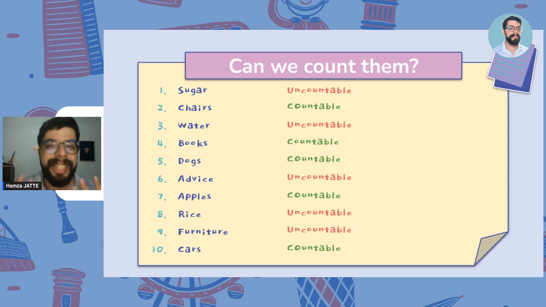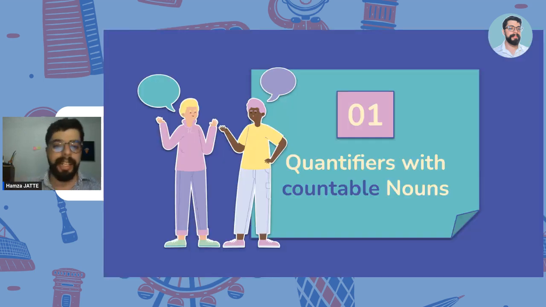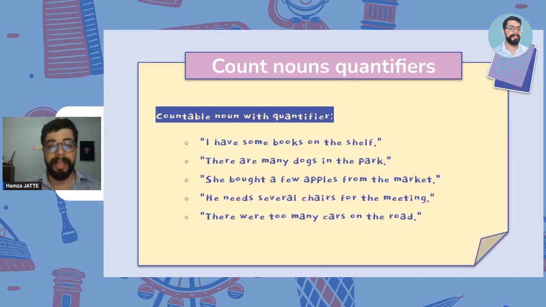Why do we need this? Why do we need to know if we can count a word or can't count? Very simply because in English, we have 3 types of quantifiers. Ones that we can only use with words that we can count, ones that we can only use with words that we cannot count, meaning uncountable nouns, and finally, quantifiers that we can use with both of them. So let's go and see some quantifiers that we can use with countable nouns.